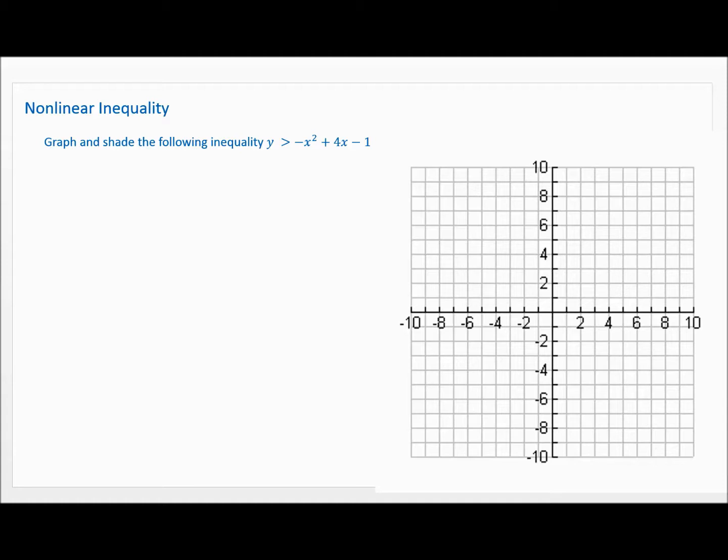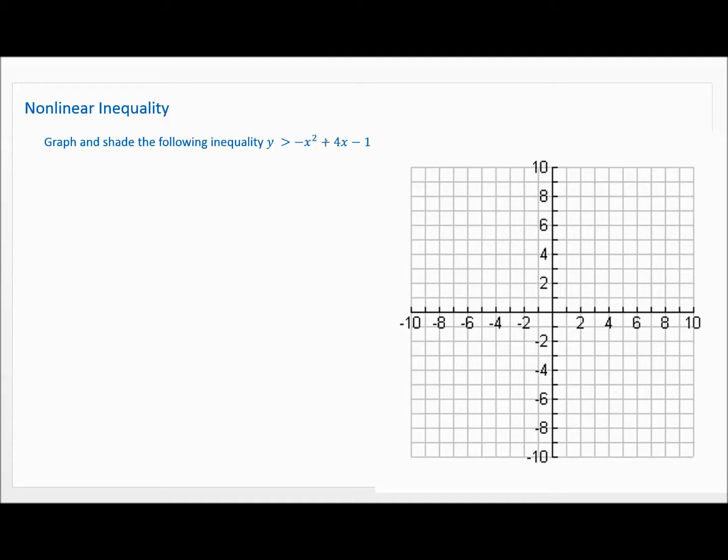First of all, let's talk about this inequality. How do I know it's an inequality? Because of the greater than. Remember, inequalities are greater than, less than, greater than or equal to, or less than or equal to. How do I know it's nonlinear? In other words, not a straight line. Because this particular polynomial has an x squared. And what do x squareds graph? Well, they graph parabolas, right?